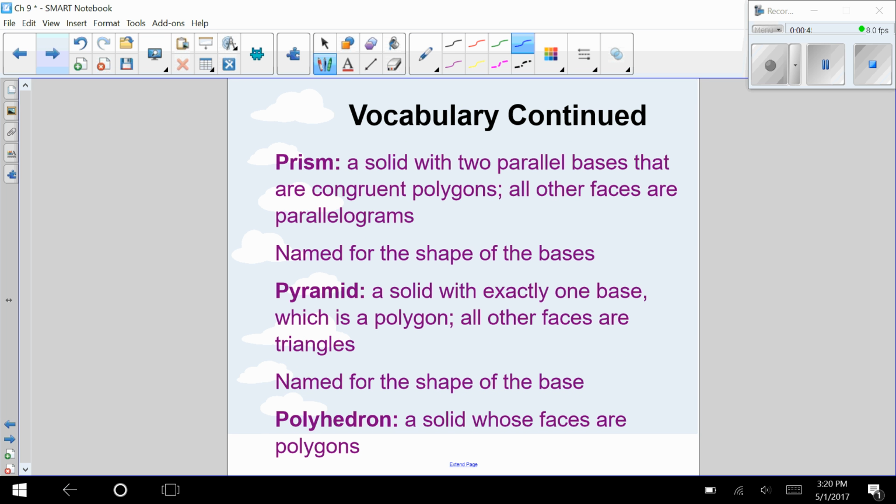A prism is a solid with two parallel bases that are congruent polygons. All the other faces are parallelograms, and we name it for the shape of its bases. Those parallel congruent polygons are the bases. A pyramid is a solid with exactly one base, which is a polygon, and all the other faces are triangles. We name this for the shape of its base as well. A polyhedron is any solid whose faces are polygons.